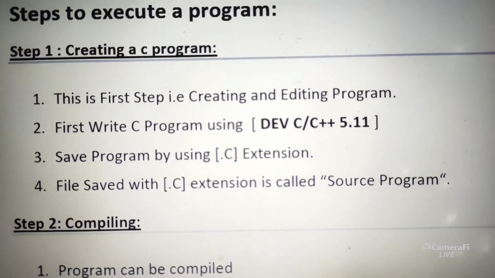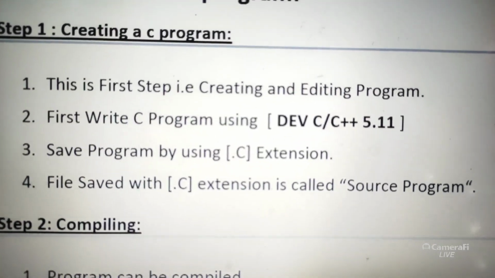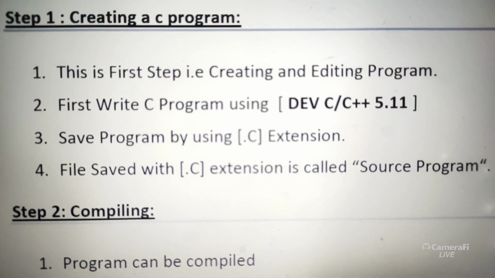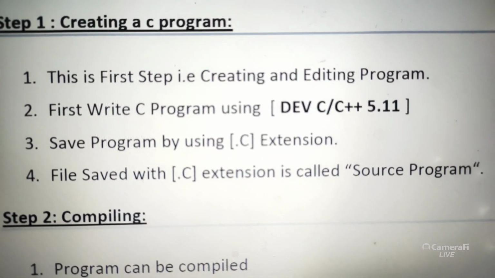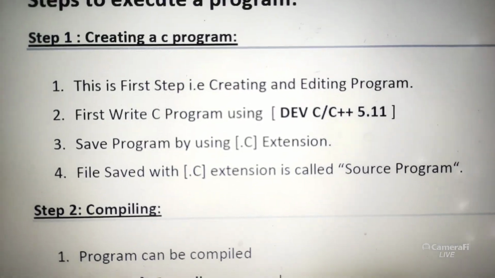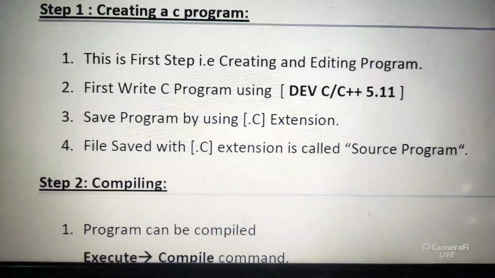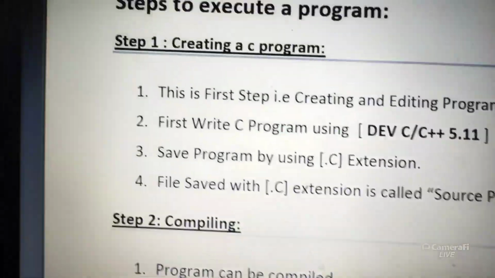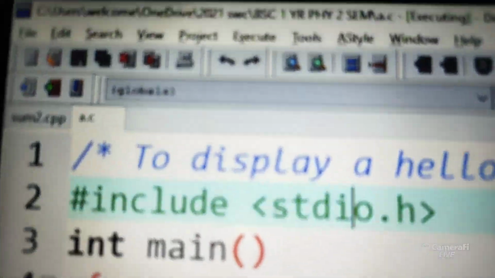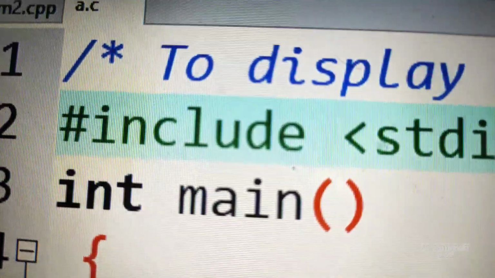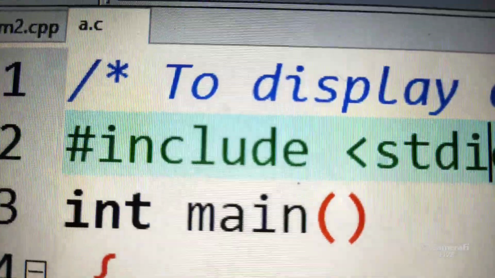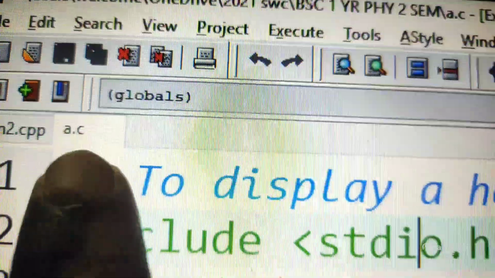First, creating the program means writing or typing the program. For example, first write the C program using any software. That software we have to install, like an app in mobile, Dev C++ 5.11. Next, save the program as a C program with the .c extension. A file name should be given. For example, here I have saved the program with the name hello.c. My program name is hello.c. You can save it like that. At the top we can see the file name.